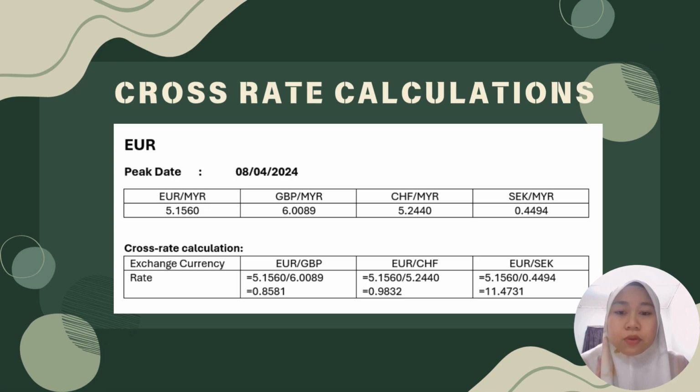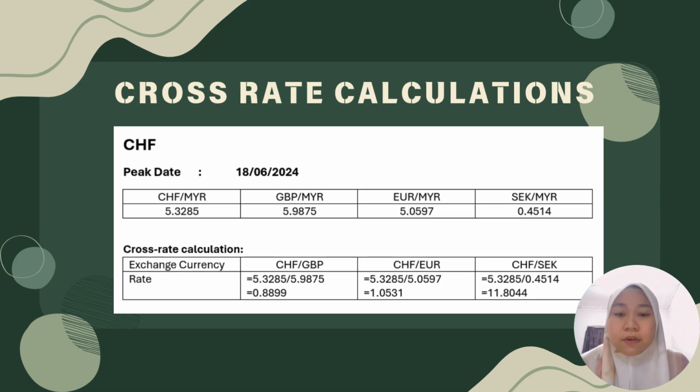Next, we move to the cross rate calculation for euro. The peak date we have chosen is 8 April 2024, where the cross rate calculation of euro against GBP is recorded as 0.8581, while euro against CHF is 0.9832, and lastly euro against SEK we recorded as 11.4731.